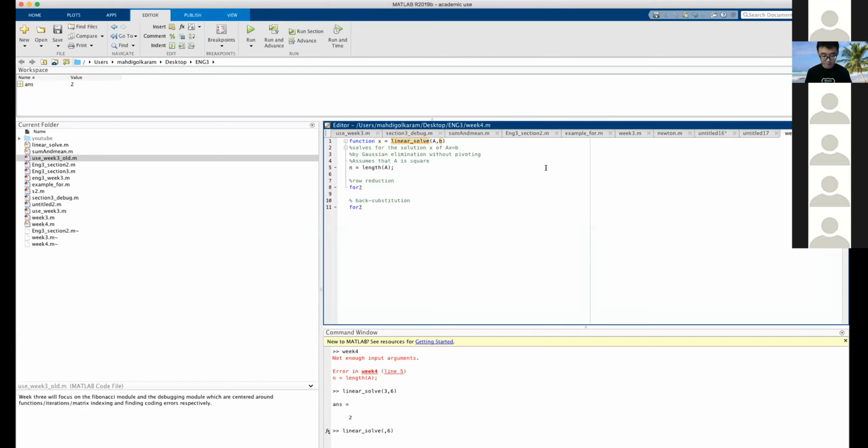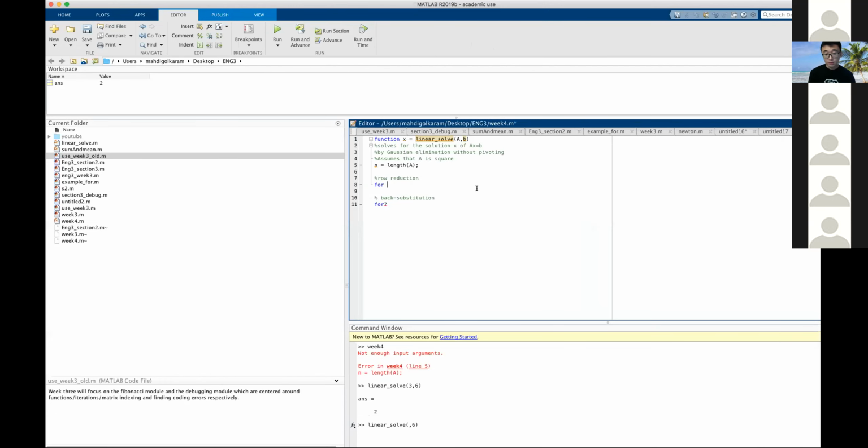Okay, let's do this together. So first let's do row reduction. We definitely need for loops, right? And I think we need a nested for loop in order to have access to or index the matrix A. So for row 1 equals 1, 2, to n, right? And we also need a column. Actually every time we only work on one column, which is the current row.